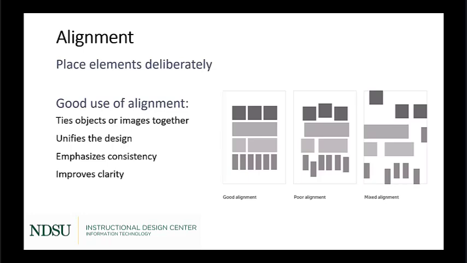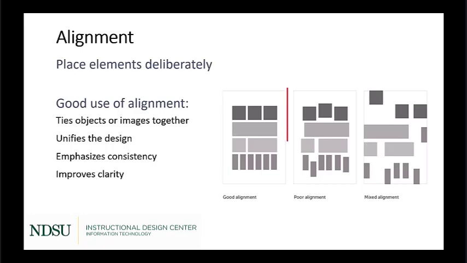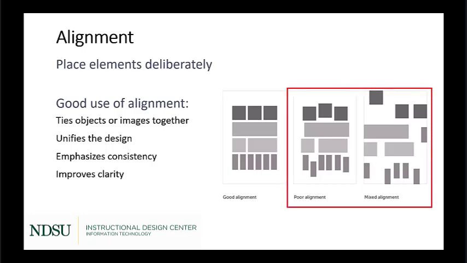Now if we look at this example, we see that in good alignment, the document is very well structured. All the shapes are horizontally aligned, vertically aligned. Everything looks well organized. But the case with poor alignment and mixed alignment is different. They are not so well structured. They are scattered all over the document. We want everything to be very well structured.